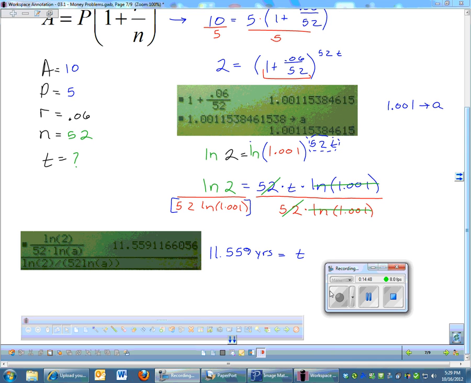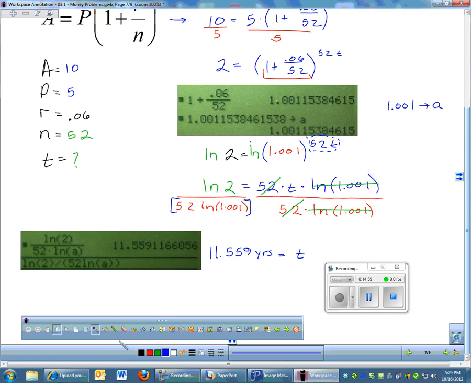All right, so there I punched it in. And notice when I punched it in, I didn't hit ln of 1.001, I hit ln of A because A was stored for that value. And the reason I do that is because it gives me a much, much more accurate answer. Much more accurate. So you want to use stored values, don't use rounded values.